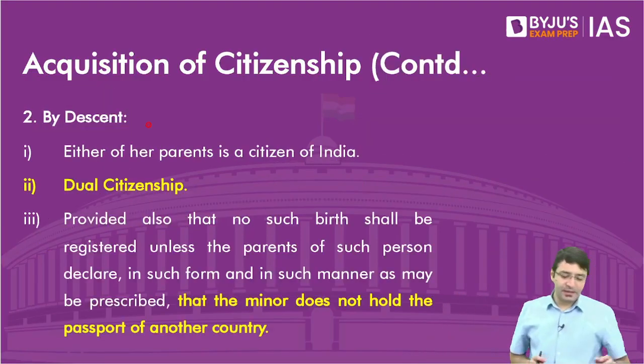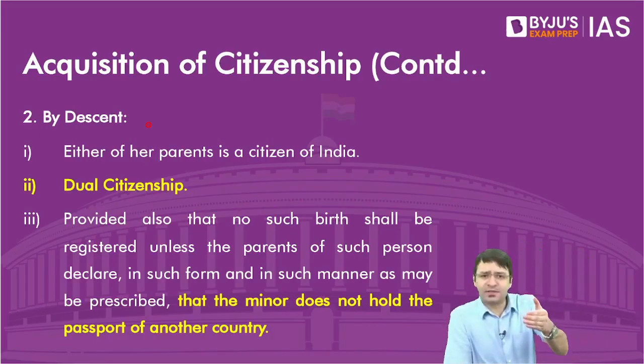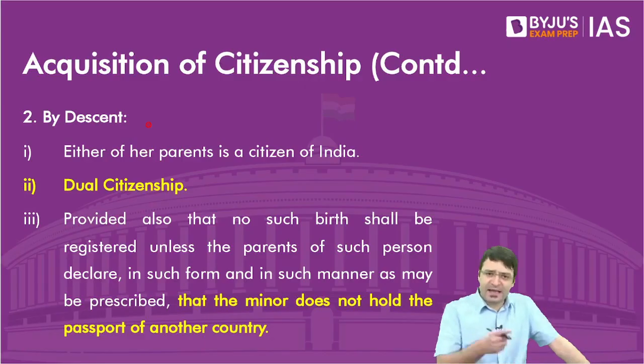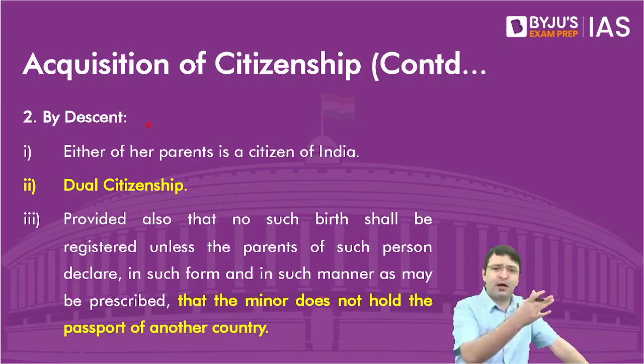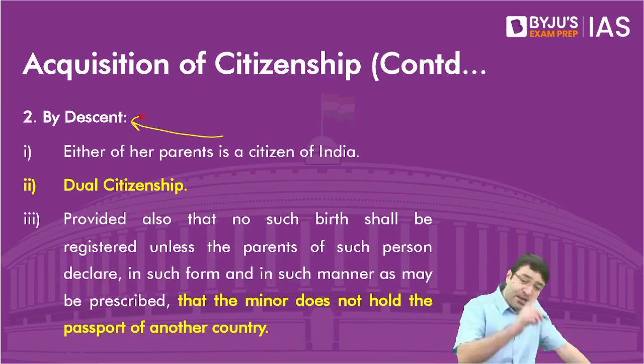Perfect. The second is by descent. Descent means you are a citizen of India, applied for the civil services examination, qualified this examination, and became an Indian Foreign Service officer. And as an Indian Foreign Service officer, you are now posted in the United States of America. And in the United States of America, you fell in love with a US citizen and you got married. Now the child is born. Can this child also become an Indian citizen? Yes. How? Through blood link, through descent. Because one of the parents is an Indian.